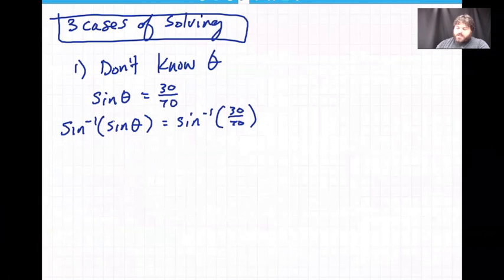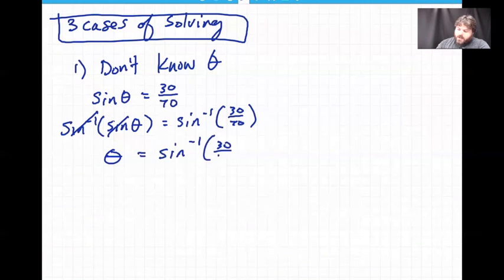Remember how sine inverse of sine of something weird left us with something weird? Well, this is the sine inverse of the sine of theta. It's just going to leave us with theta. Basically, those inverse operations go away. That leaves us with the sine inverse of 30/70ths.